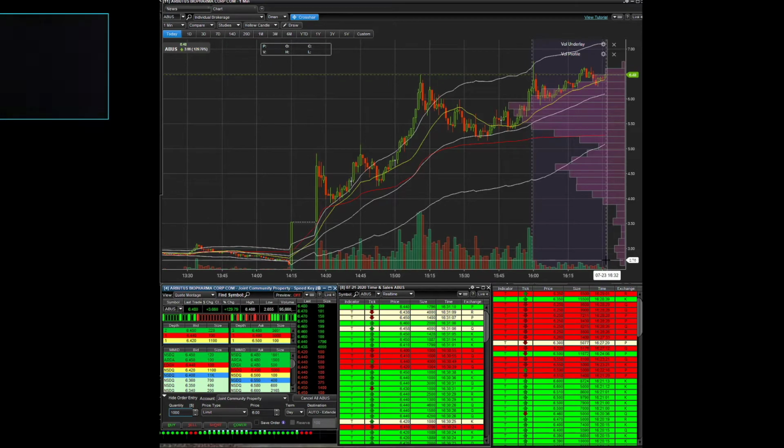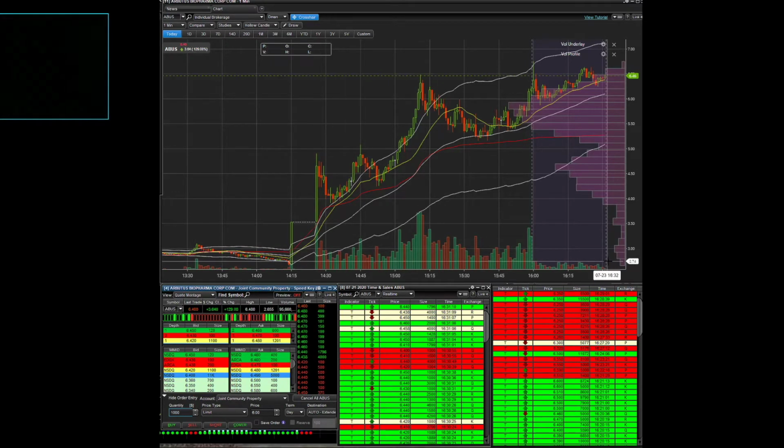I want to see a little bit of a larger volume candle come in compared to these.